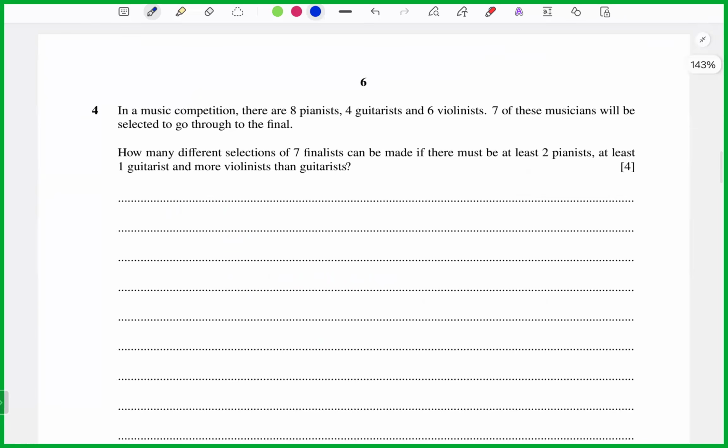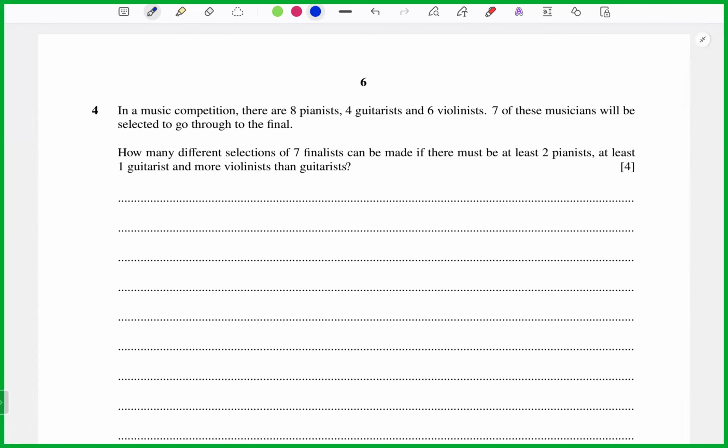Question 4. In a music competition, there are 8 pianists, 4 guitarists, and 6 violinists. 7 of these musicians will be selected to go through to the finals. How many different selections of the 7 finalists can be made if there must be at least 2 pianists, at least 1 guitarist, and more violinists than guitarists? So okay, you should consider these 3 cases here, right?